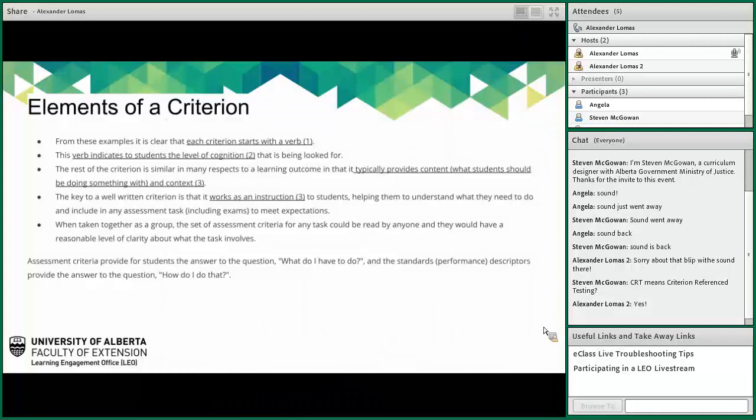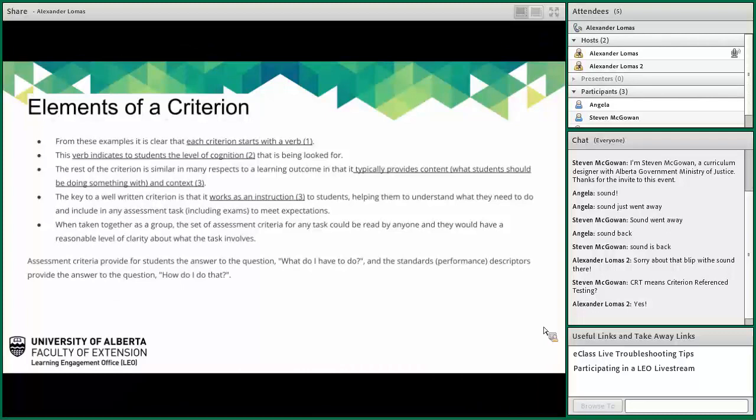When taken together as a group, the set of assessment criteria for any task can be read by anyone, and they would have a reasonable level of clarity as to what the task entails. So I should be able to go into your English language class, read your rubric, and be able to identify immediately what it is you're asking for the student to do. Okay? What do you teach? Architecture. I should be able to go into your architecture class, take your rubric, and figure out what it is you want to teach. Right? And you're in business? Yeah, HR and training and development. HR and training and development, excellent.